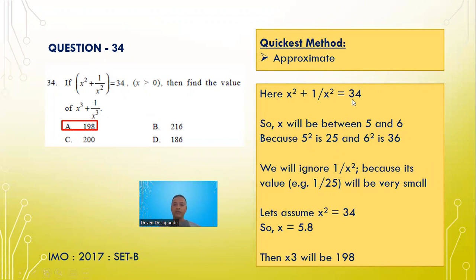x square plus 1 upon x square is 34. So x is somewhere between 5 and 6, because 5 square is 25 and 6 square is 36, and 34 is between 25 and 36. So we'll ignore 1 upon x square.